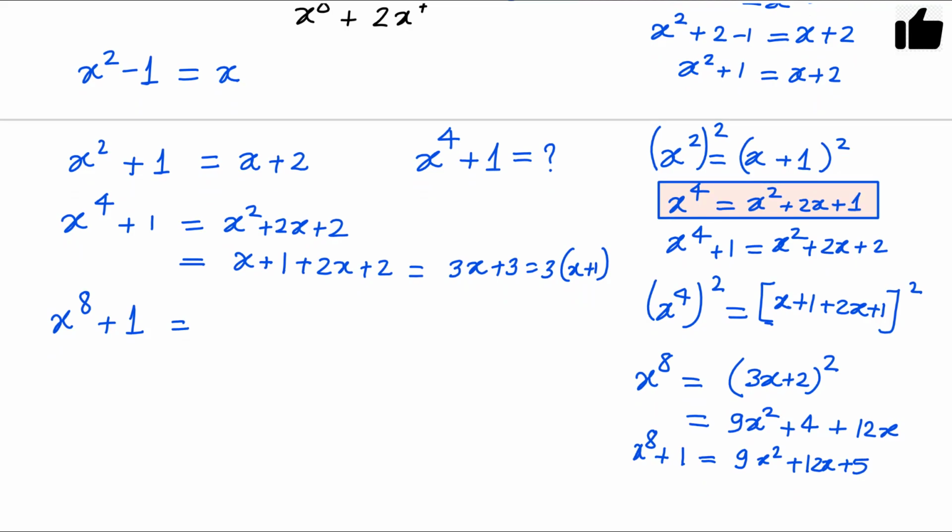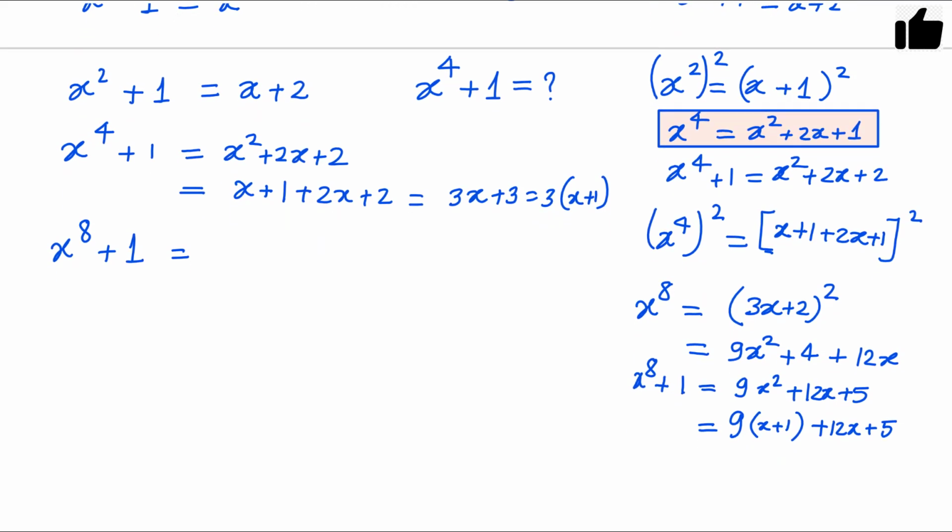And we can further remove x square. X square is nothing but x plus 1. So this is 9 times (x plus 1) plus 12x plus 5. So what is the value of this term? This is 9x plus 12x, that is 21x, and 9 plus 5, that is 14. So this is the value of x raised to the power 8 plus 1. So let us put it here. This is 21x plus 14, or if you want you can take 7 common, so 7 times (3x plus 2).